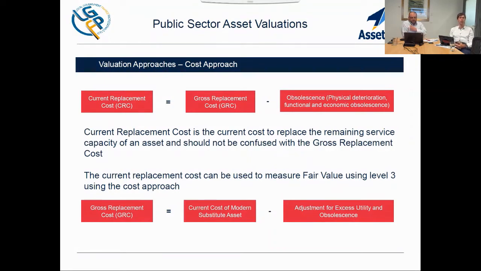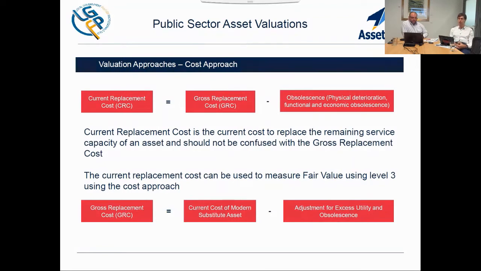The current replacement cost reflects what it costs to replicate the remaining service potential of the asset, not the service potential when the asset was initially constructed. So to get to the current replacement cost, you generally start with the gross replacement cost, which is the cost to construct a comparable reference asset that's a modern equivalent, and then you deduct your obsolescences.